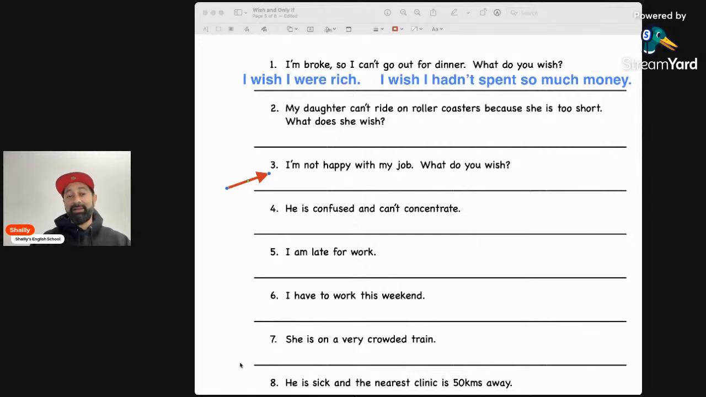All right. Next one is going to be tough. Next one is tough. He is confused and cannot concentrate. He's confused and can't concentrate.